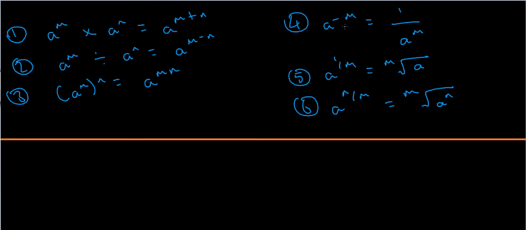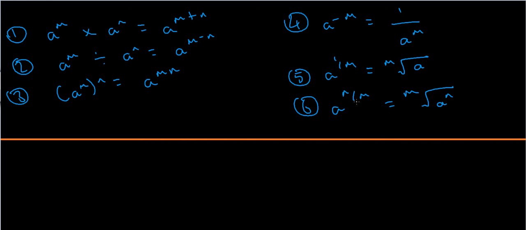So number four, a to the minus m is equal to 1 over a to the m. Because of this minus sign, we have to take the reciprocal of this thing, and it becomes 1 over a to the m. So if we had m equals 1, we'd have a to the minus 1 is 1 over a. Number 5, a to the 1 over m is the mth root of a. So if m was 2, we'd have that a to the power of a half is the square root of a. If m was 3, we'd have a to the power of a third is the cube root of a.